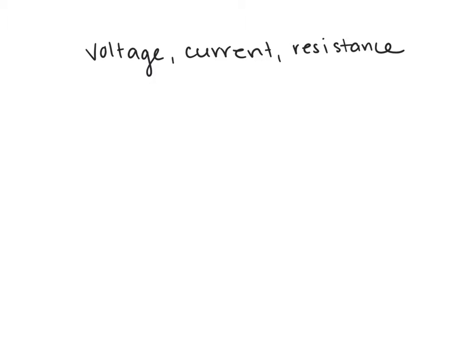So really quickly, remember that the voltage is essentially how much electrical energy the current has. The current is how many electrons are flowing. You can think of it like water, how many water molecules are flowing, or how many electrons are flowing. And resistance, how easily the electrons are able to flow.